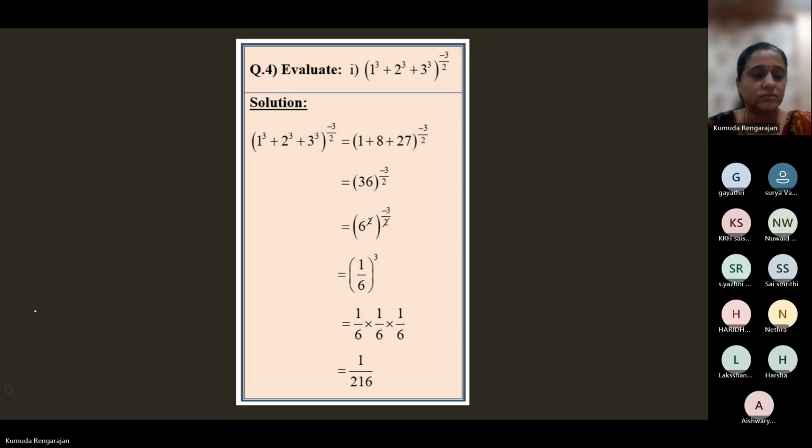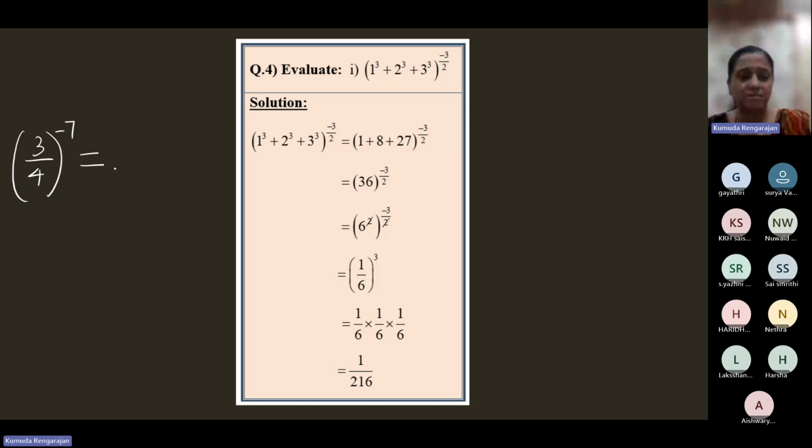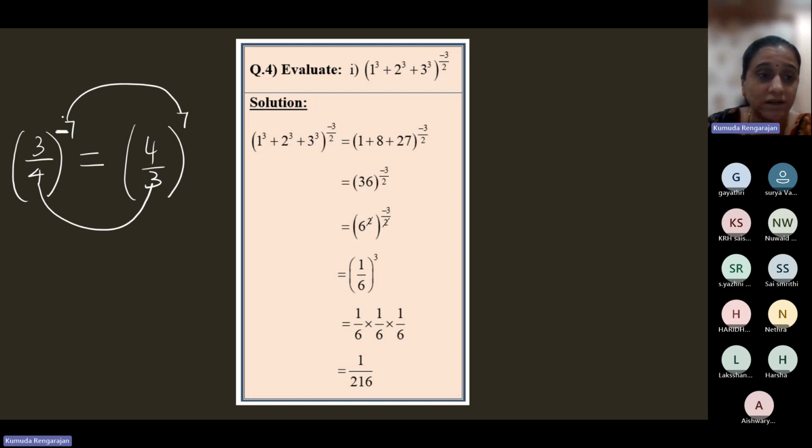Supposing you have 3 by 4, the whole power minus 7. This is the same as, if you want to write minus 7 as plus 7, then you must write 3 by 4 as 4 by 3. These two have the same value. Minus 7 is written as plus 7. Then the base 3 by 4 should be written as its reciprocal 4 by 3. You should not take the reciprocal of the power. For the power, you can only change the signs, plus to minus or minus to plus. Base, you should not change the sign. Base, you must only take the reciprocal.